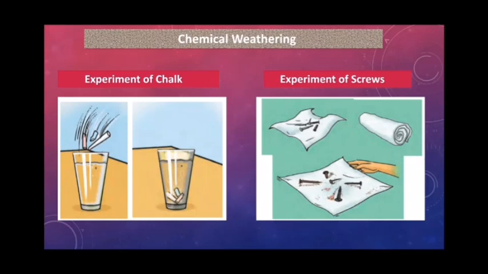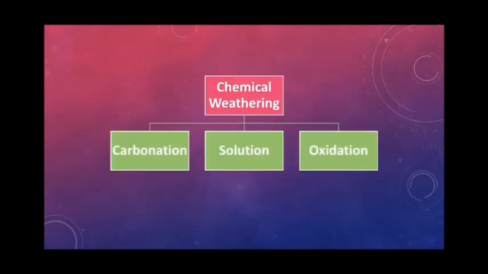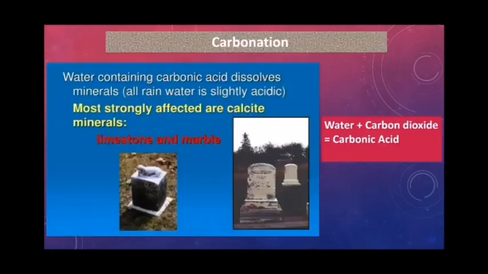In areas that receive heavy rainfall, chemical weathering occurs in the following ways, like carbonation, solution and oxidation. So now let's learn about carbonation.